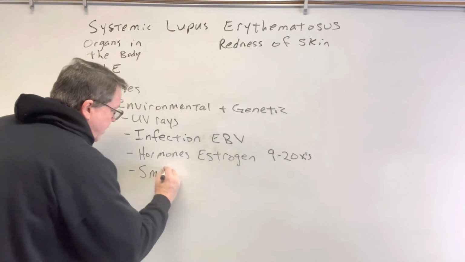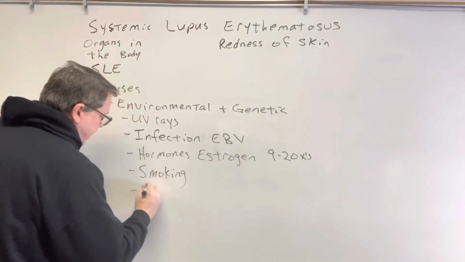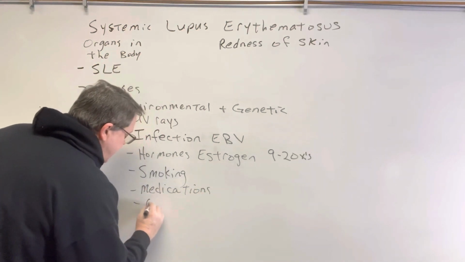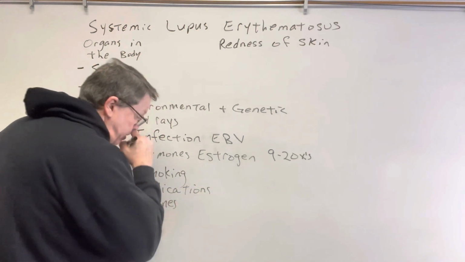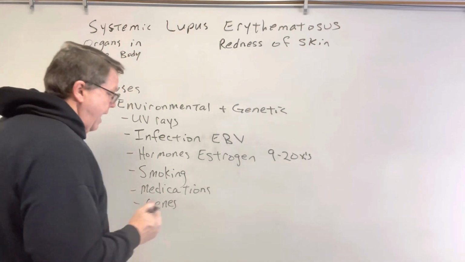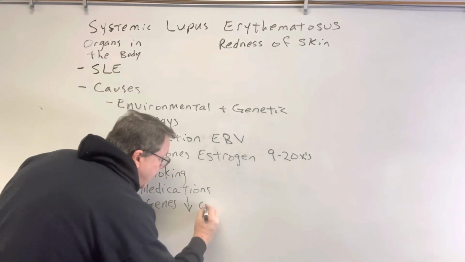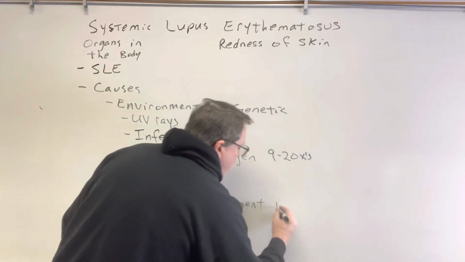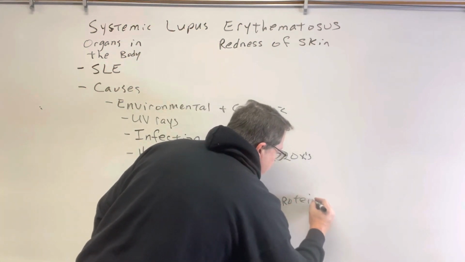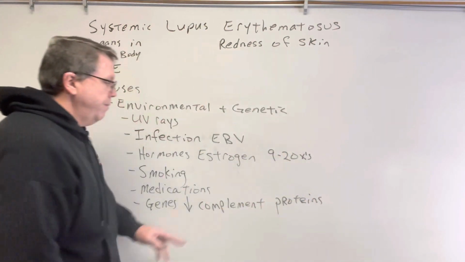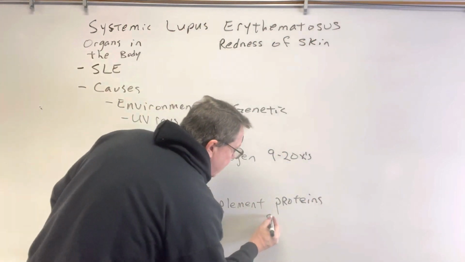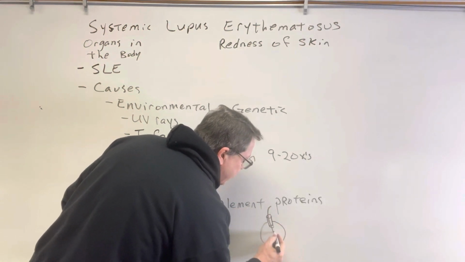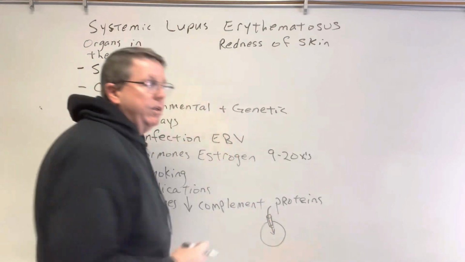You can get it from smoking. You can get it from certain medications, okay? And then, like we said, there's a genetic component. So basically, your genes affect the immune system. What's normally going to happen is you're going to have a decrease in complement proteins. And if you recall, complement proteins basically come together and make a little straw-like structure that goes into the cell membranes of cells and allows fluids to go in, and then the cell increases in size and explodes.